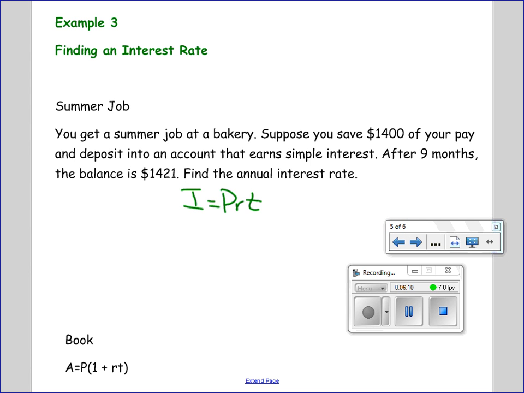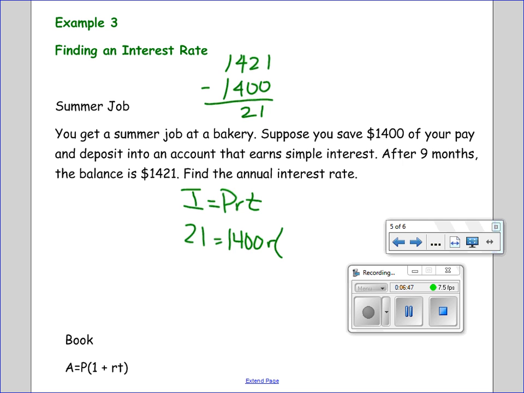Now, we can determine what the interest that was made by taking the $1,400, subtracting the, excuse me, so your interest that you made is $21, and you can determine that because you put $1,400 in there and your balance was $1,421 at the end of the time period. Principal was $1,400. The rate is what we're trying to determine, so I'm going to put R here.